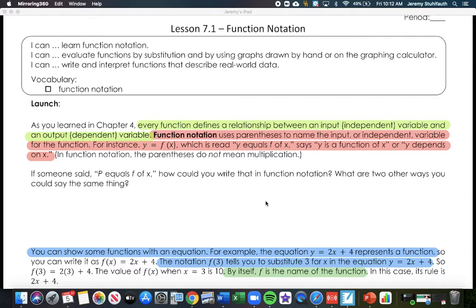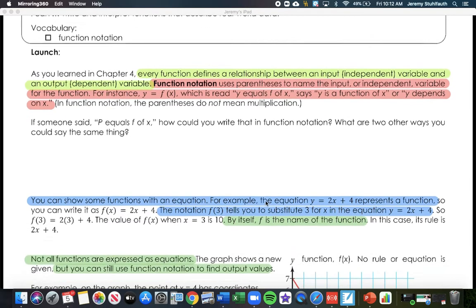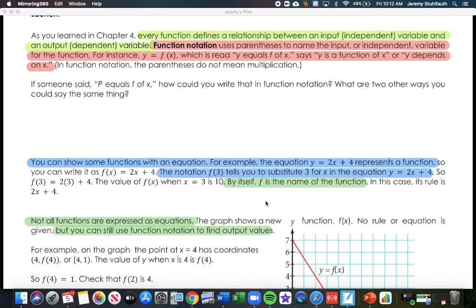So if someone said p equals f of x, how could we write that in function notation? You would have p = f(x), and you would read that "p equals f of x." Another way that you could say the same thing is "p is a function of x." And you could also say "p depends on x."